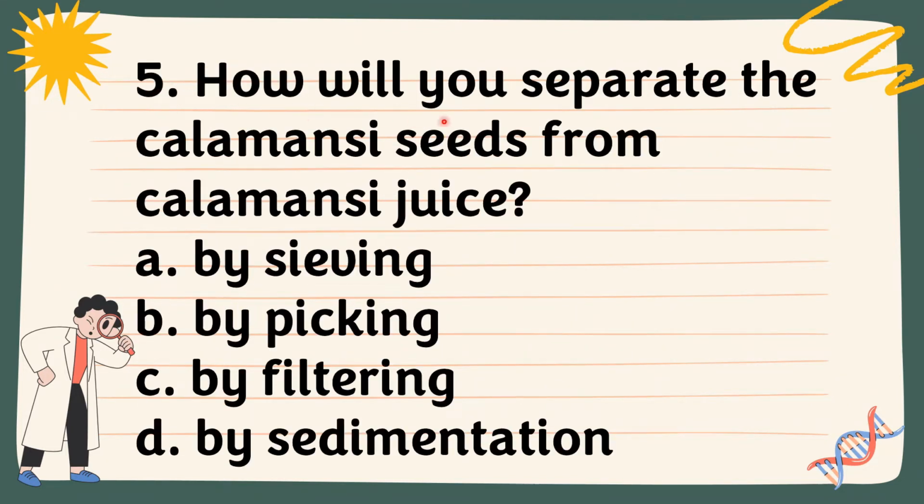Number 5. How will you separate the calamansi seed from calamansi juice? A. By sieving, B. By picking, C. By filtering, or D. By sedimentation. The correct answer is letter C, by filtering.